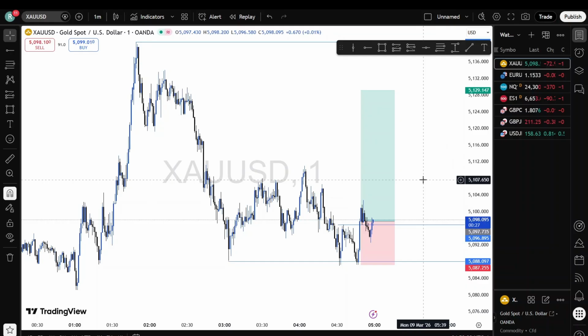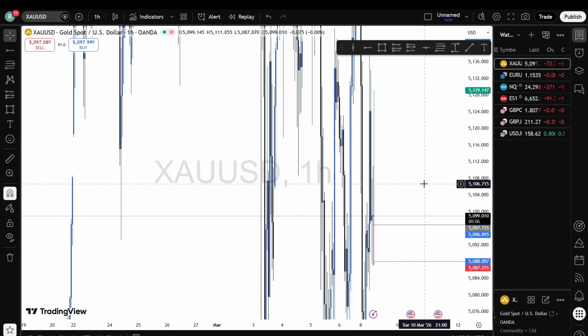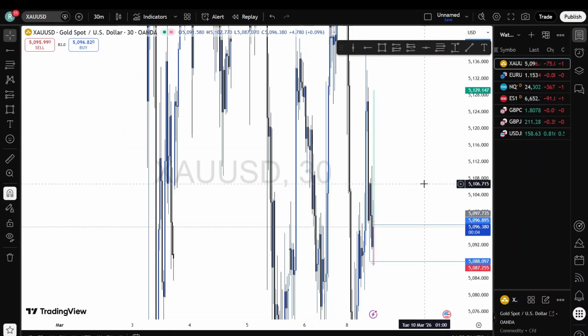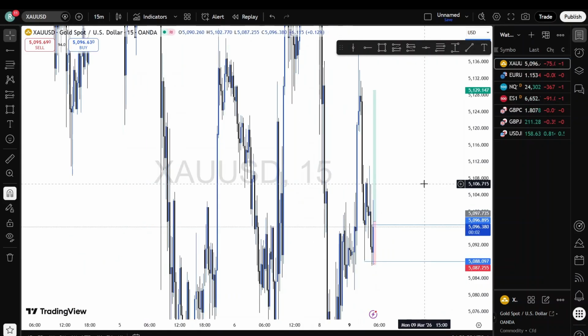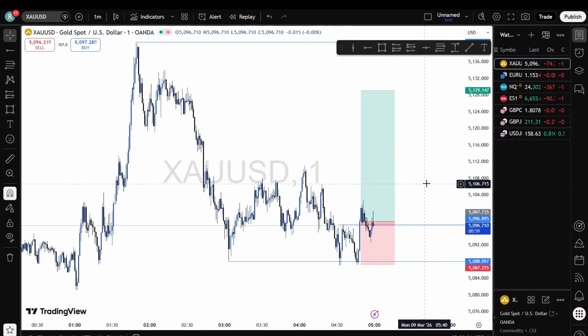Let's see if we get this TP or not. We need to wait patiently. The session is closing in 20 seconds, right? So we just need to be patient. The session closing doesn't matter now because we are already in a trade. The 1 hour candle is also closing like this, 30 minutes is also closing like this, 15 minutes is also closing like this, and 1 minute is this.